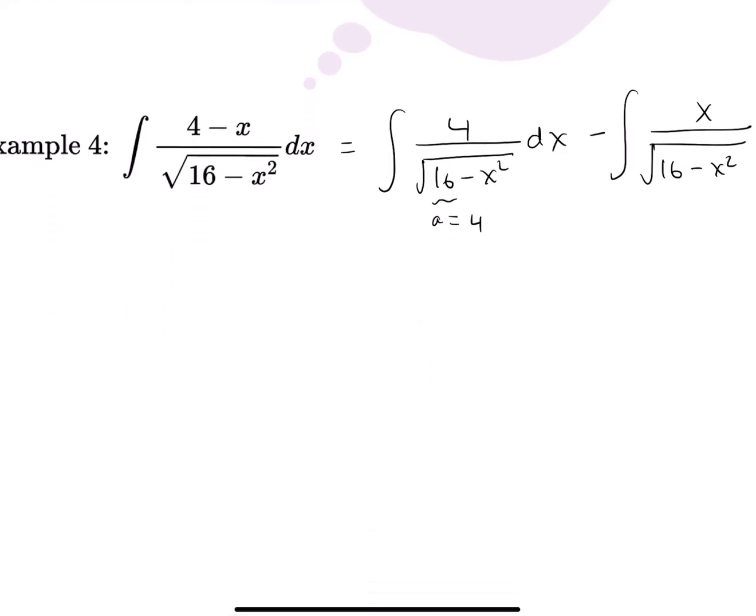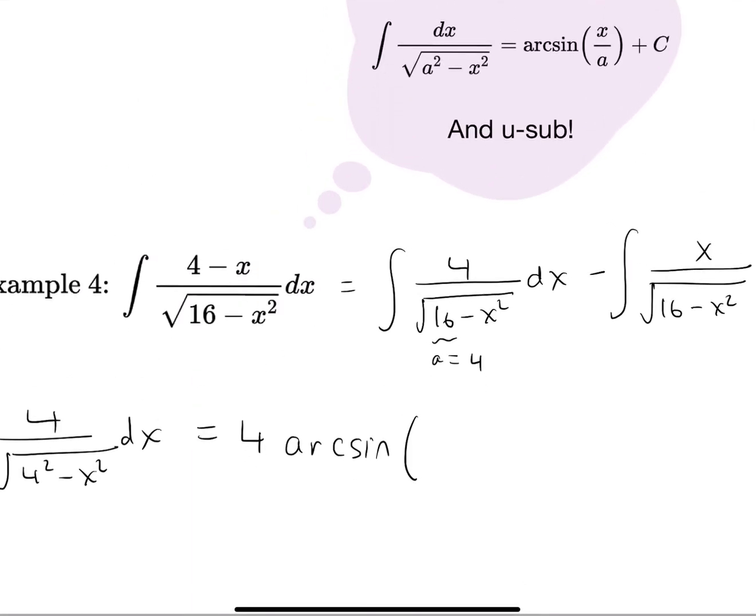So integral 1 is the integral of 4 over the square root of 4 squared minus x squared dx. This 4 can just come out in front, and we get 4 times the arc sine of x over a, so x over 4, plus some constant. That's the first integral. So integral number 1, done.